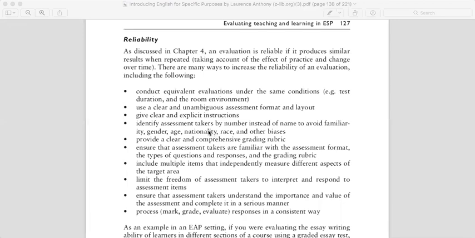Okay, assessment takers by number instead of names to avoid familiarity, gender, age, nationality, race, and other biases. Okay, so you should give numbers to the students instead of giving them names.